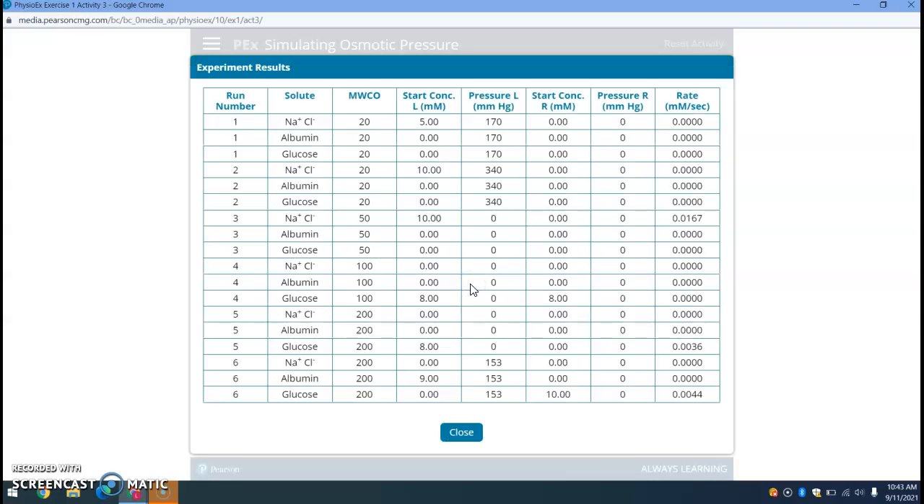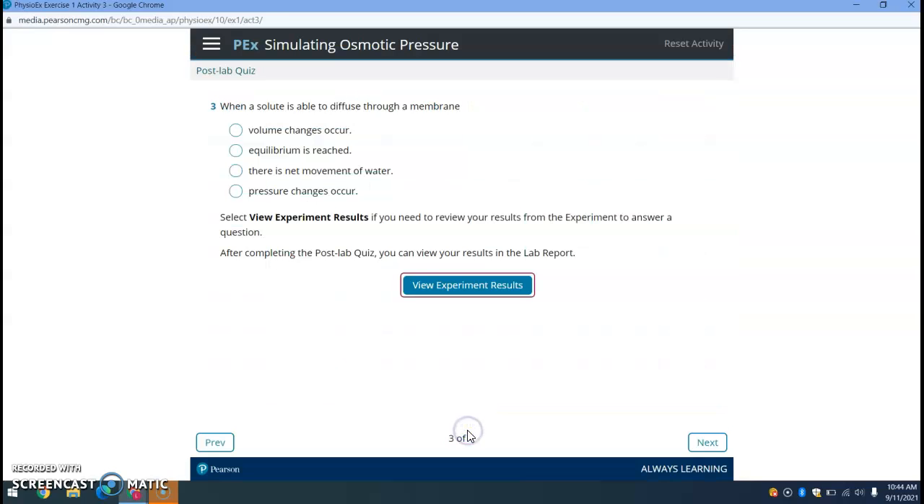You see, if you look at these results, when we had salt as the solute, and the molecular weight of the pores was 20, then the water moved to the left side. So the left side pressure was higher because water moved into that left beaker, whereas on the right side, the pressure remained low because no water or salt moved into that beaker. And you can keep on looking down and see all that in these results, and just see all the different results you got for your different experiments.